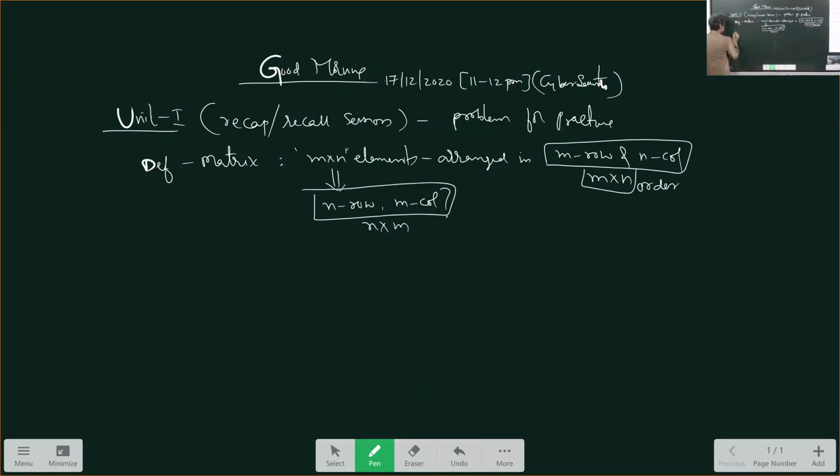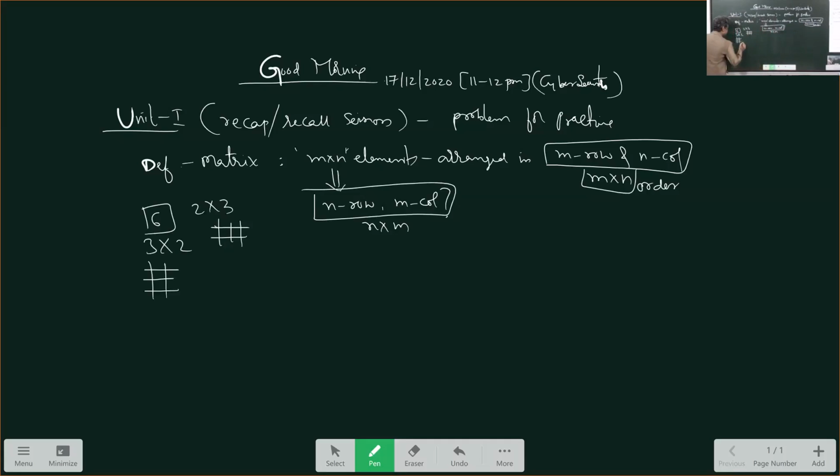Because I can say I have 6 elements with me. This can be arranged in 2 cross 3 or 3 cross 2. So 2 rows with 3 elements each, or 3 rows with 2 elements each. There I am talking about 3 rows, each row containing 2 elements; or 2 rows, each containing 3 elements. So this is how we are arranging. The possibilities exist.